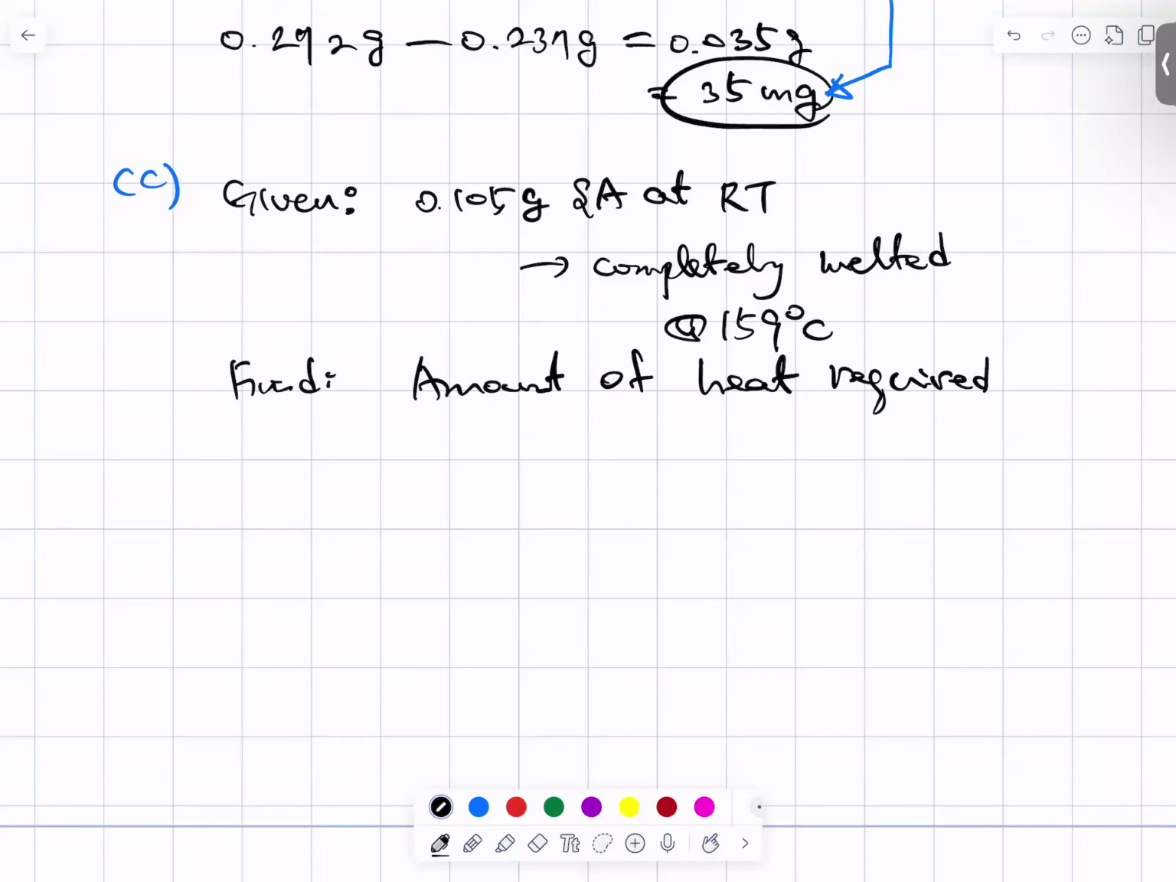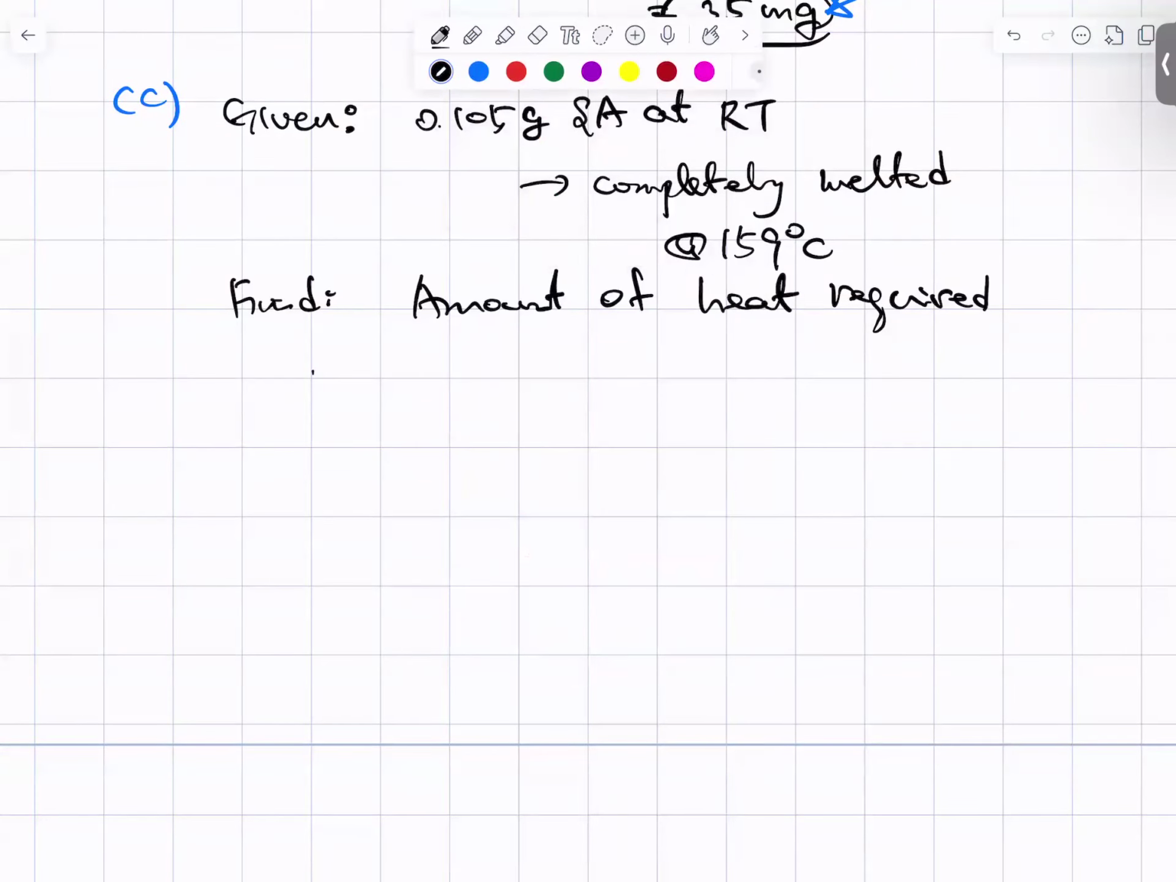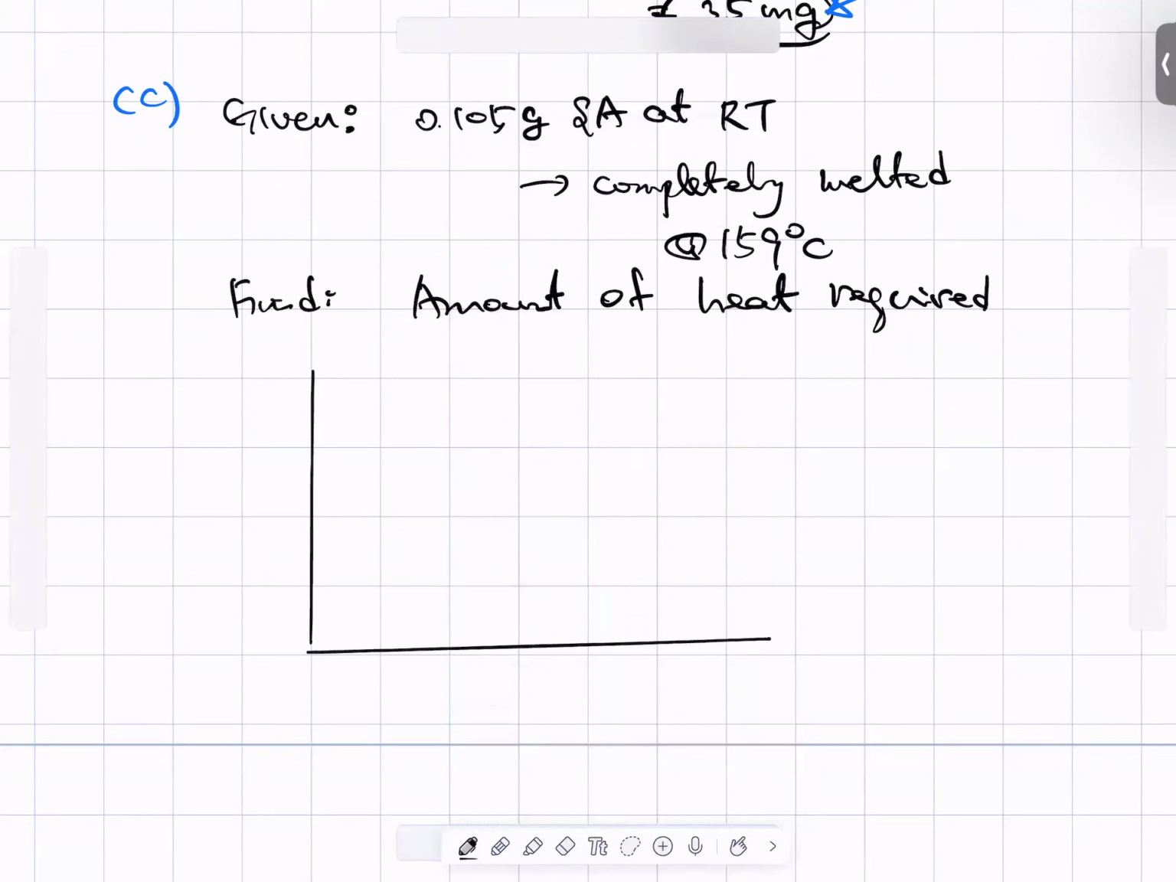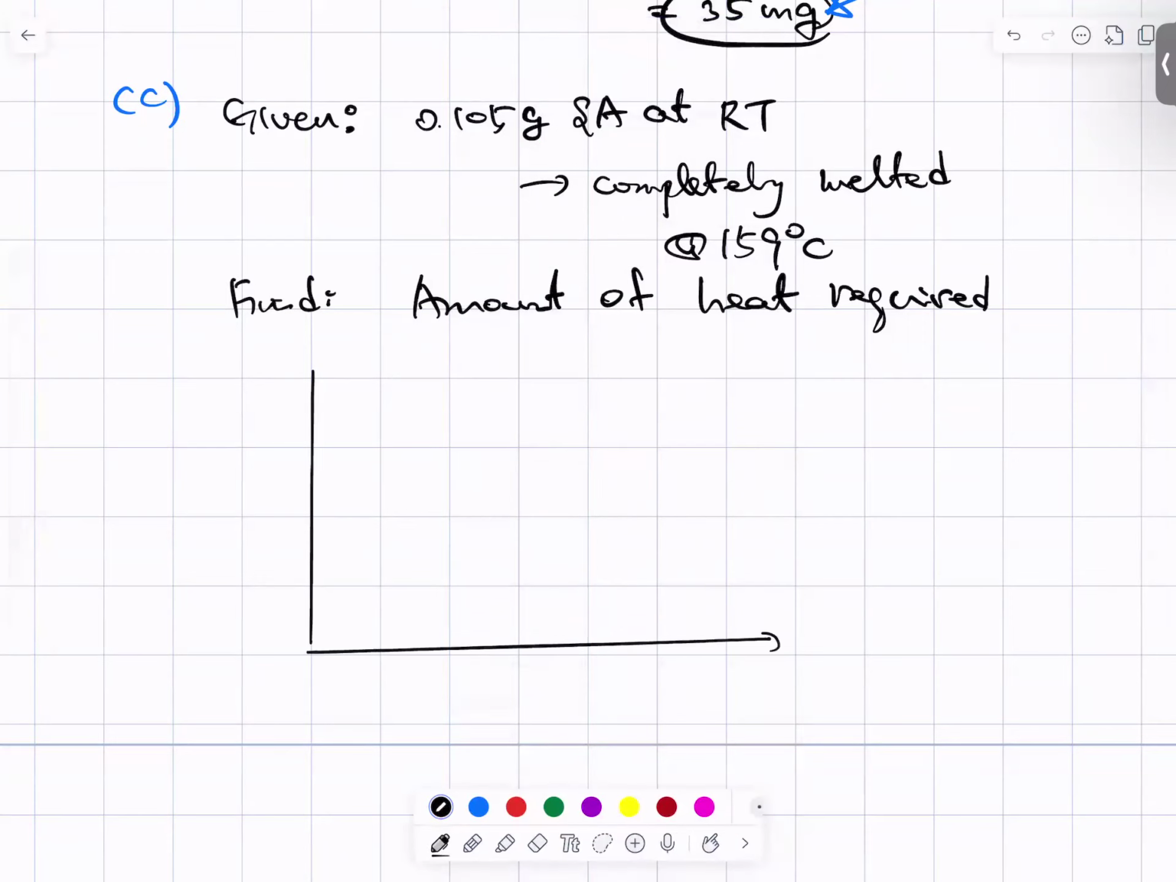So a heating curve is constructed this way. So we're drawing the x-axis, y-axis right there. And what is drawn on the x-axis is the amount of heat applied. So we are heating more and more, so more and more heat is applied this way. And what is on the y-axis is now temperature. Temperature of salicylic acid. Okay.